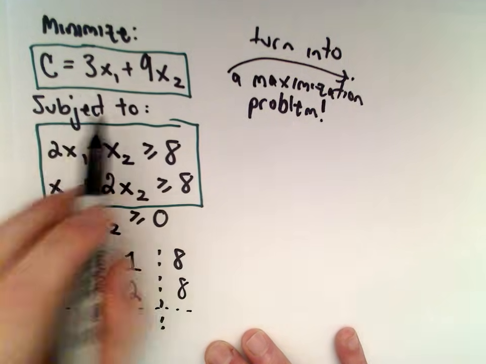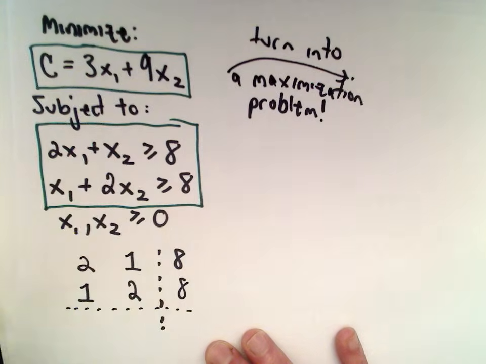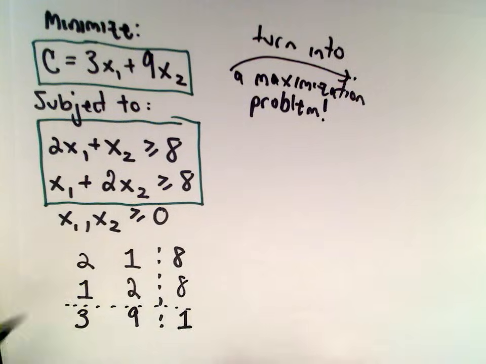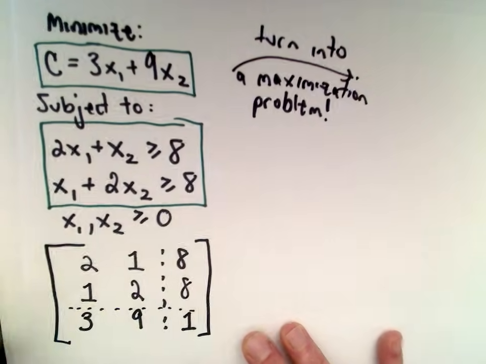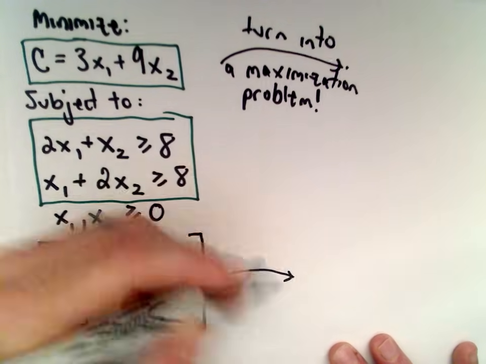And now I'm going to write the coefficients from the equation that I'm trying to minimize. So we have 3x sub 1, 9x sub 2, and you'll always just put a 1 down here where the c goes. Okay, so now we've got a matrix. So what we're going to do is take what's called the transpose.